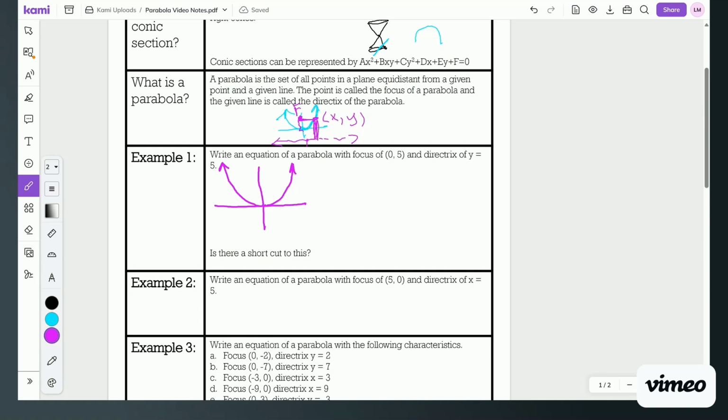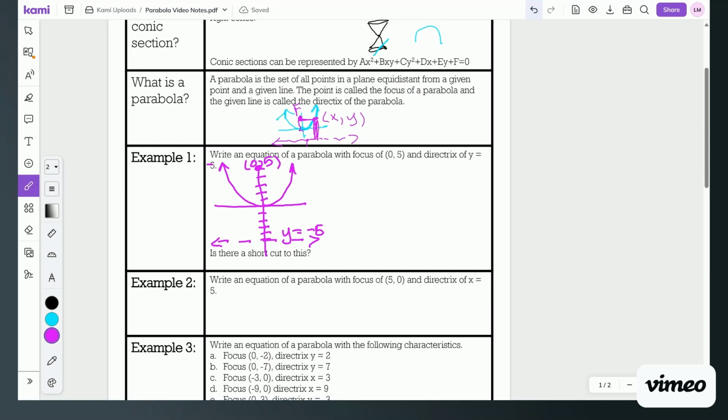I know that because if my focus and my directrix are the same distance from the vertex, if I'm going up 5 to get to the focus, and I'm going down 5 to get to the directrix, then right in the middle has to be 0, 0. So here's my directrix, y equals -5, and focus is at 0, 5.